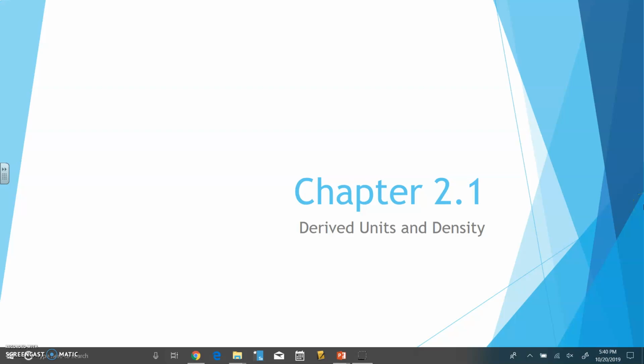So as you can probably tell, given the title of this chapter, it is mostly going to be calculation based. So we do have our derived units and density in this section.